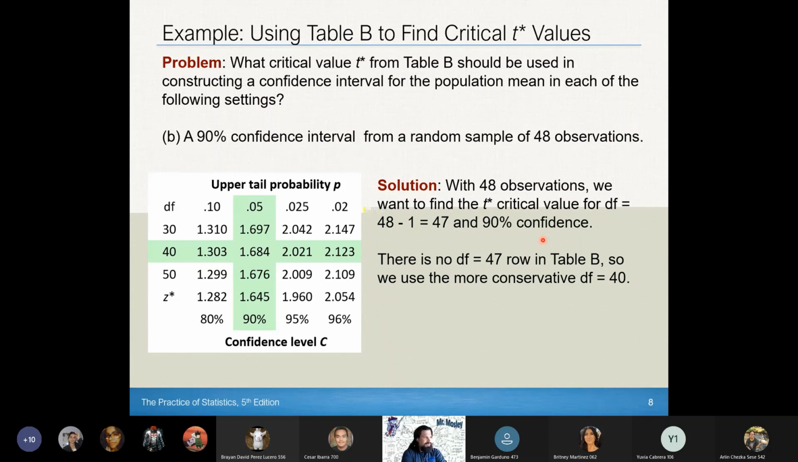So even though 50 is closer to 47, it would be an overestimate. Right? So we're going to go more conservative and at least be more confident about what we're finding and use 40. We don't want to go over. So the corresponding critical value is t star equals 1.684. Right, the one that goes with 40 here.